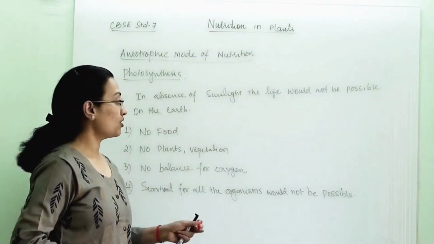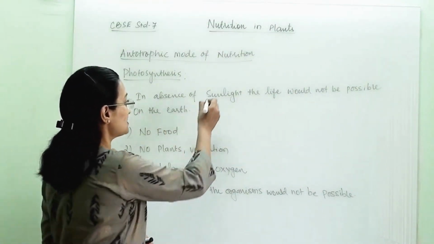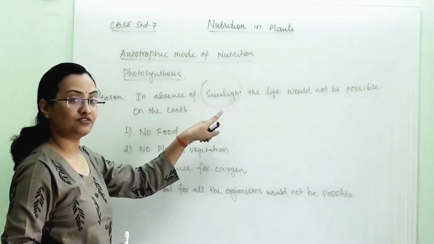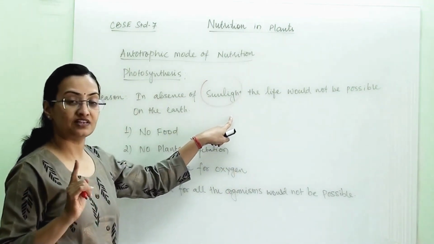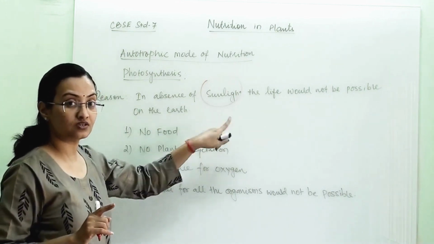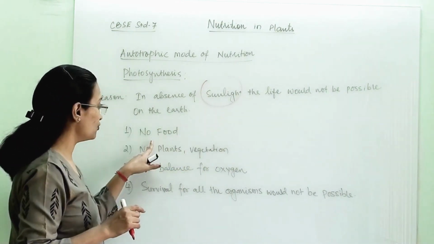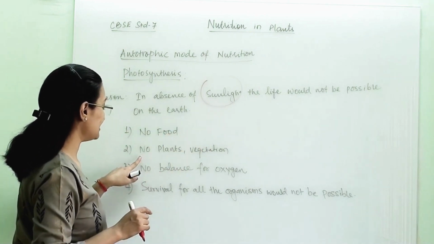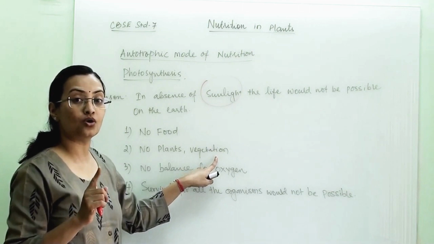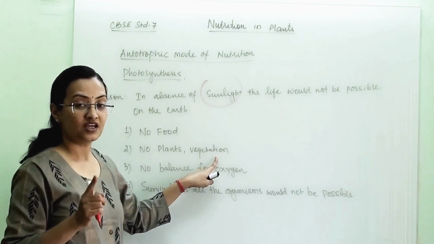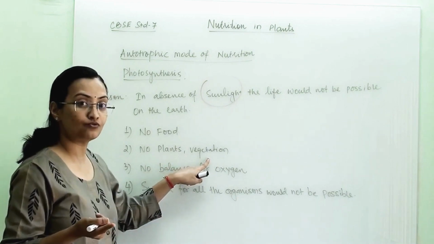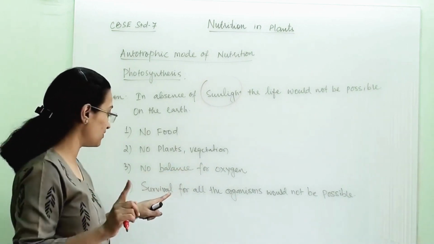So our second important reason is that in the absence of sunlight, life would not be possible on the earth. If there were no sunlight, would there be any life on the earth? No, there will be no life on the earth because there will be no food in the absence of sunlight. Then there will be no plants and no vegetation, because they depend upon sunlight to make their food. If they cannot make their food, they cannot survive. So there will be no plants, no vegetation.